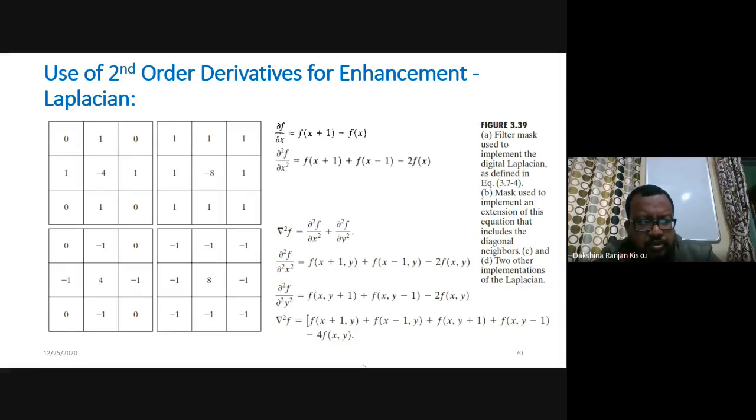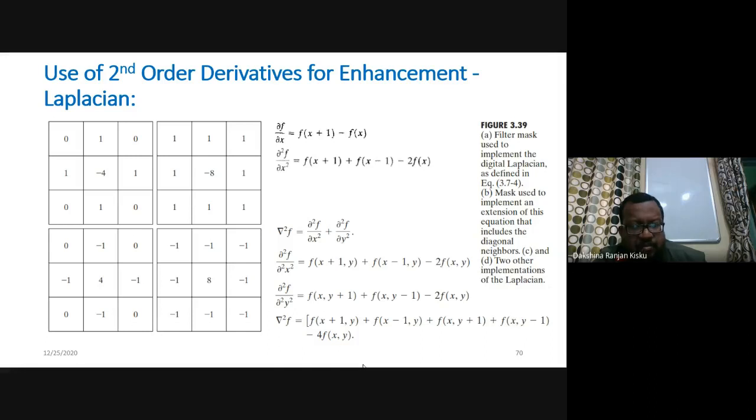Whenever we design a filter based on a first order derivative or second order derivative, we need to test whether this filter is correct or not. So how do we reach that conclusion?